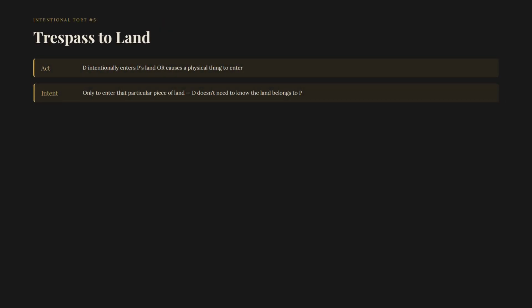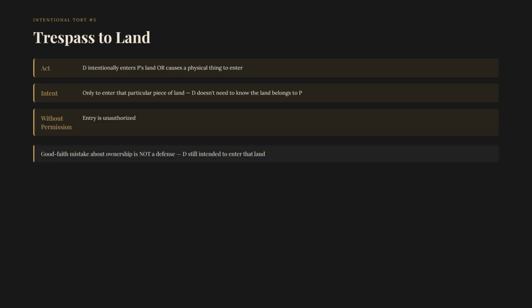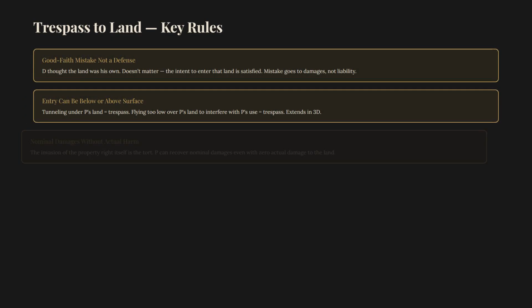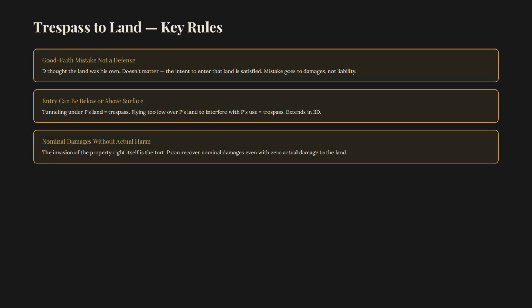Trespass to land. D intentionally enters P's land or causes a physical thing to enter without permission. The intent required is only the intent to enter that particular piece of land, so D doesn't have to know the land belongs to someone else, and a good faith mistake about ownership isn't a defense. Entry can be below the surface or above it at a low enough altitude to interfere with P's use. Nominal damages are available even without actual harm, because the invasion of the property right itself is the tort.